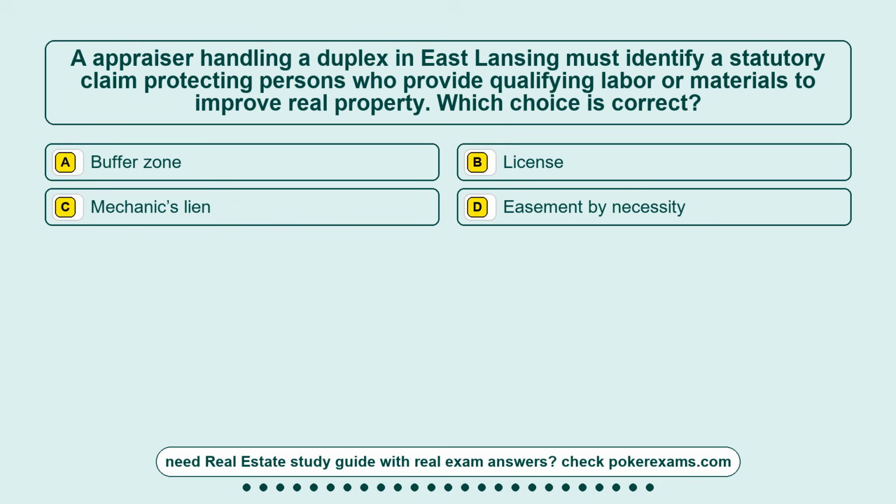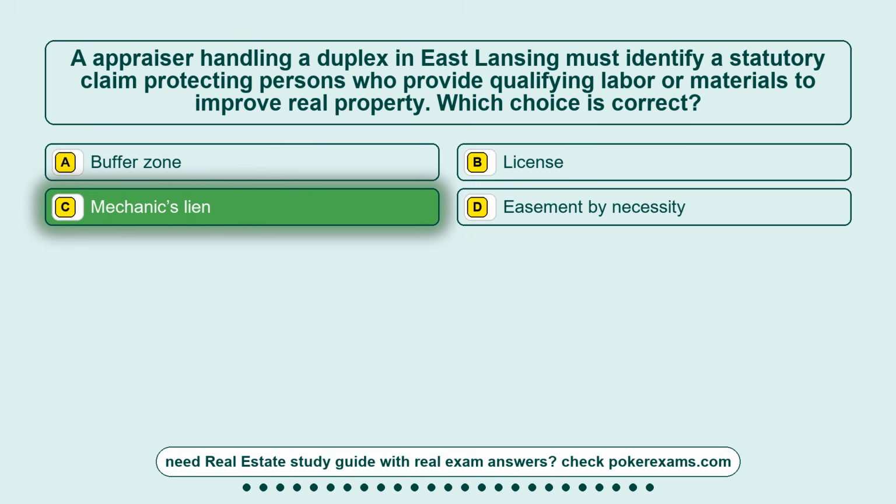Question 7. An appraiser handling a duplex in East Lansing must identify a statutory claim protecting persons who provide qualifying labor or materials to improve real property. Which choice is correct? Option A, buffer zone. Option B, license. Option C, mechanics lien. Option D, easement by necessity. The correct answer is option C, mechanics lien.